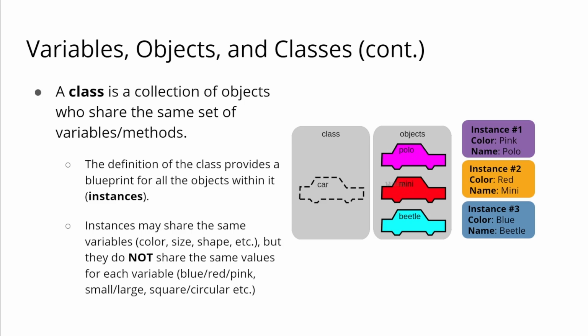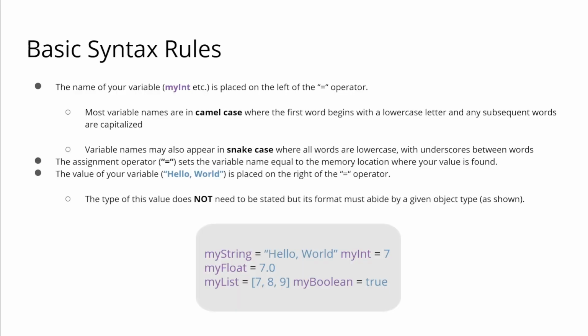So in the diagram on the right side of the page, you can see that there is a class called car. It has a variety of objects, that is, polo, mini, beetle. Let us say that the first object is instance 1, containing color pink and name polo. Then there is instance 2, which has the color red and name mini. Then there is instance 3, whose color is blue and name is beetle. So each object has its own unique existence.